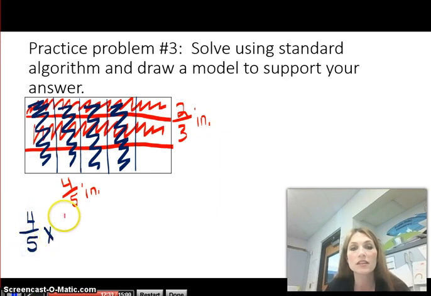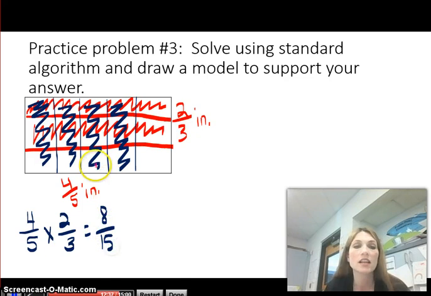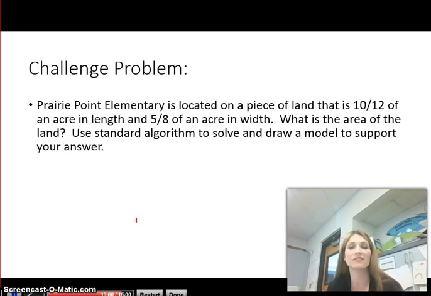4/5 times 2/3, so doing length times width, is going to give me 8/15. Let's see how many total blocks I've divided this into, or how many square units. 1, 2, 3, 4, 5, 6, 7, 8, 9, 10, 11, 12, 13, 14, 15. And the square units that have both colors in it is 1, 2, 3, 4, 5, 6, 7, 8. So 8/15 inches squared. All right.